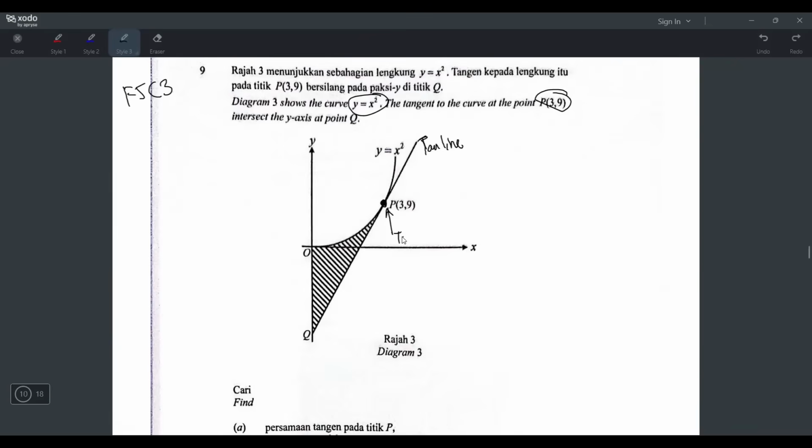So this one we call it the tangent point. Tangent point means the point that the line touches the curve. Okay, they say intersect y-axis at point Q. So this is point Q.